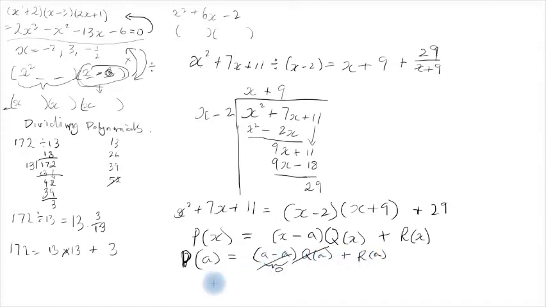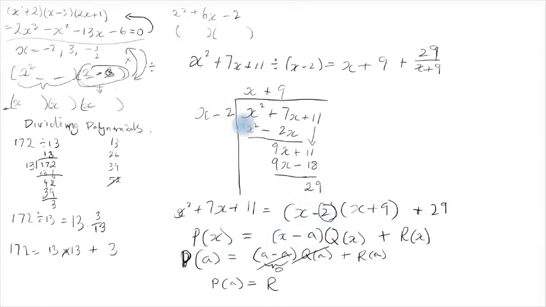So if we put a into our polynomial, you get the remainder. Whatever the remainder is will be whatever you put in for a here. Or if you evaluate this at a, you get the remainder. So in this example, a is 2.